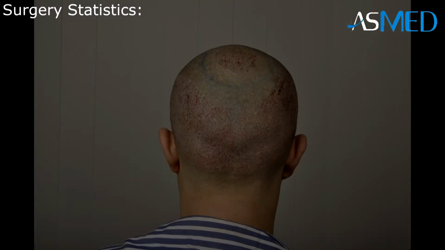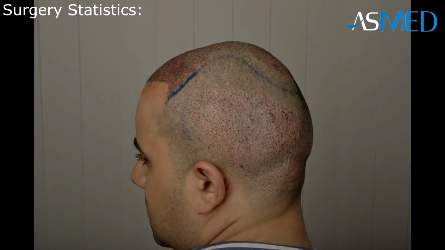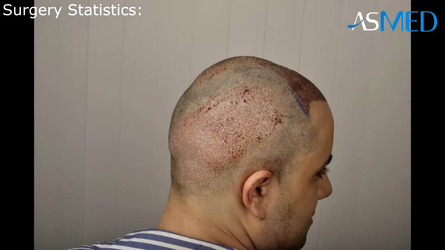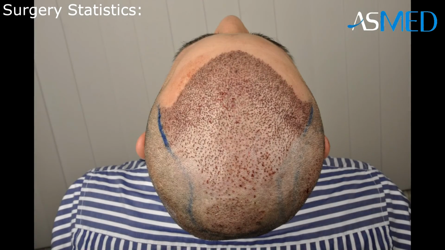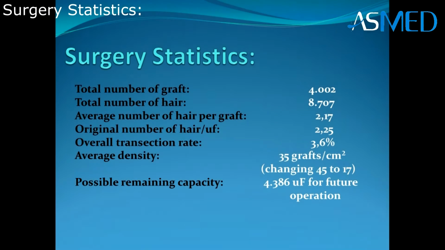Surgery statistics. Total number of grafts 4002. Total number of hair 8707. Average number of hair per graft 2.17. Original number of hair per follicular unit 2.25. Overall transection rate 3.6%. Average density 35 grafts per square centimeter. Possible remaining capacity for future operations: 4,386.